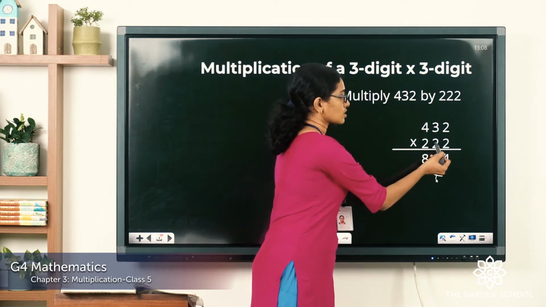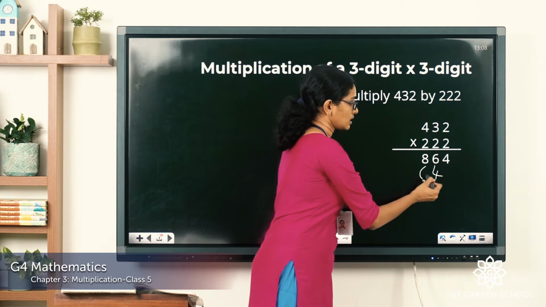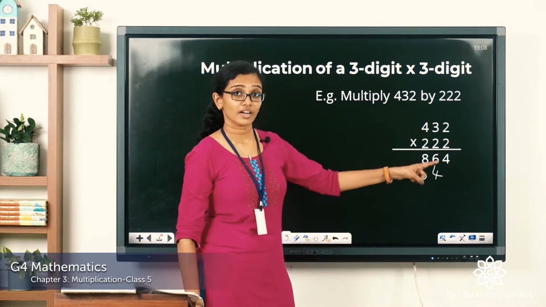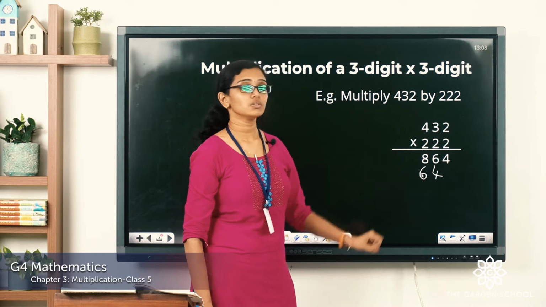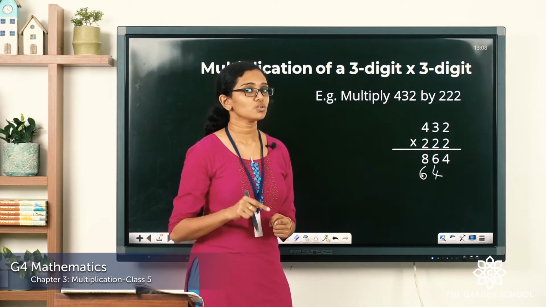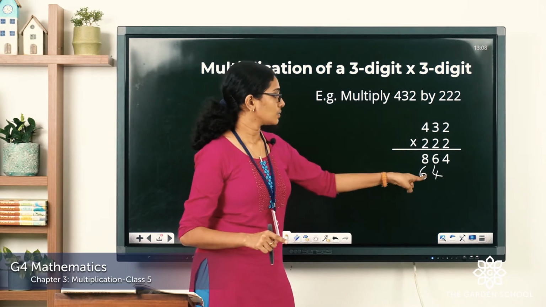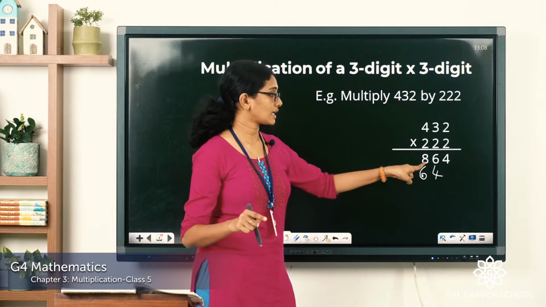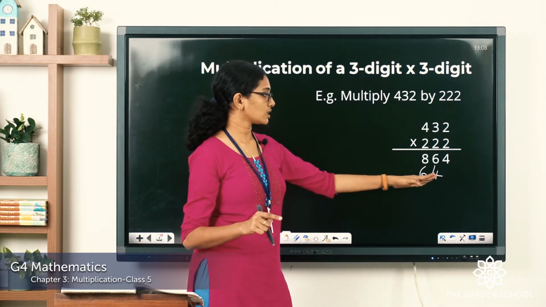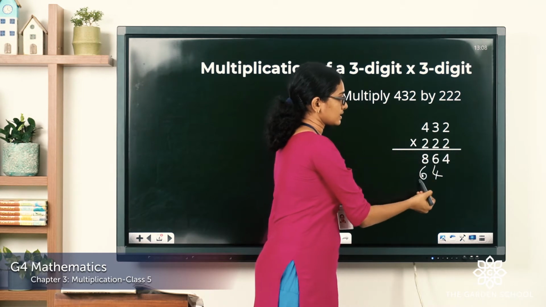Now the next digit, 2 into 3, 6. So you write the 2 into 3, 6 here. Why? Because you're actually multiplying 2 tens into 3 tens. 2 tens into 3 tens is 20 into 30, which is equal to 600, and that 600 we write in the hundreds column. So you just proceed to the left. Okay, so you do 2 into 3 and you write the 6 here.